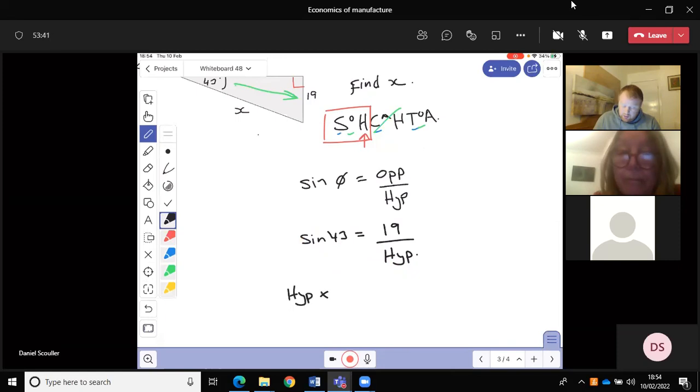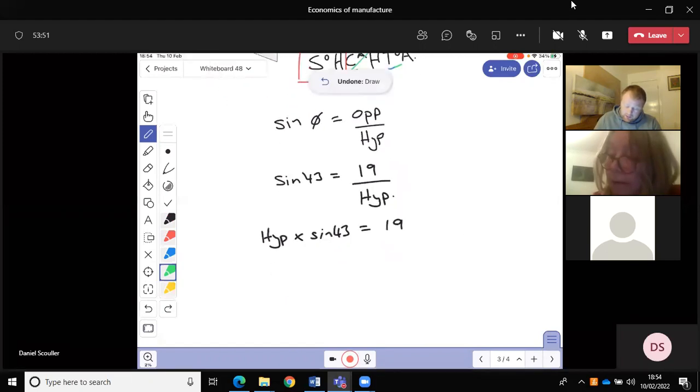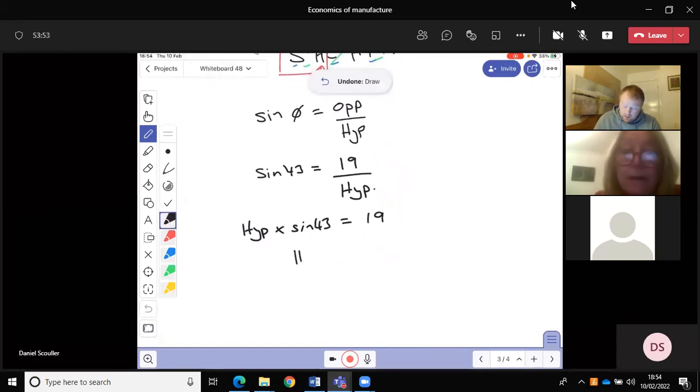So it would be hypotenuse times sine 43 equals 19. Then we want to move that sine. Just do it in baby steps. Move that sine across. 19 over sine 43.